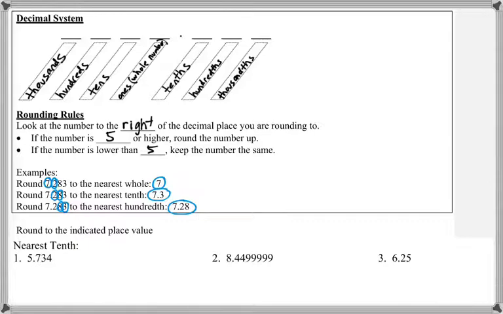Okay, so looking at 1 through 3, they want us to round to the nearest tenth. So I'm looking at the hundredth. So this 3 tells me to leave this 7 alone. So it's going to be 5.7. Looking at number 2, this 4 tells me to leave this 4 alone. So it's going to be 8.4. And then on number 3, this 5 tells me to round up this 2. So that's going to become 6.3.